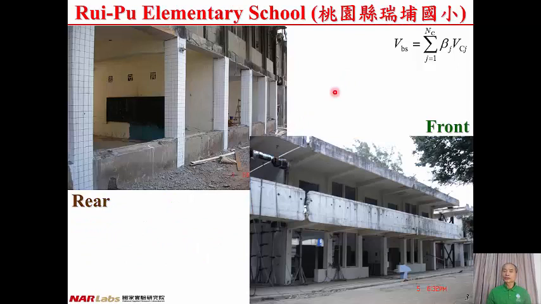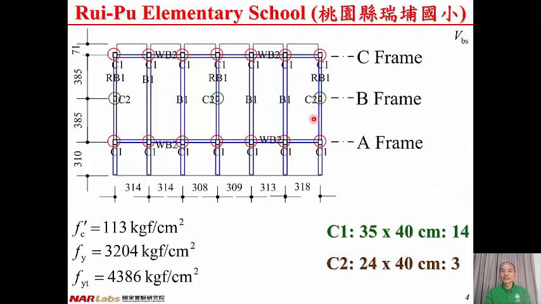And here's an example to illustrate how to get the seismic capacity of a building by using simplified detail evaluation. This is a building at Reipu Elementary School. That's the front view of the building, that's the rear view, and this is the plan of the building. There are totally 7 C1 columns with size 35 by 40 centimeters, and 3 partition columns with size 24 by 40 centimeters.